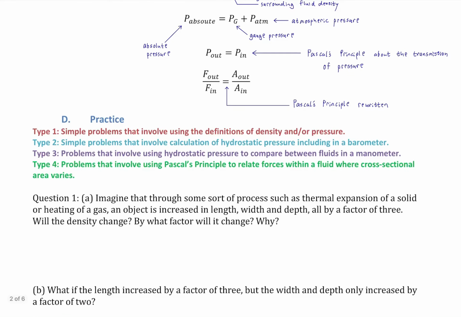There are 4 types. Simple problems that involve using the definition of density or pressure is type 1. Type 2 are simple problems that involve calculations of hydrostatic pressure, including in a barometer. Type 3, problems that involve using hydrostatic pressure to compare between fluids in a manometer. That's going to be our U-shaped tubes. That's a particular type of problem, so I want to call attention to it. And finally, type 4, problems that involve using Pascal's principle to relate forces within a fluid where cross-sectional area varies. That's going to be our hydraulic levers.